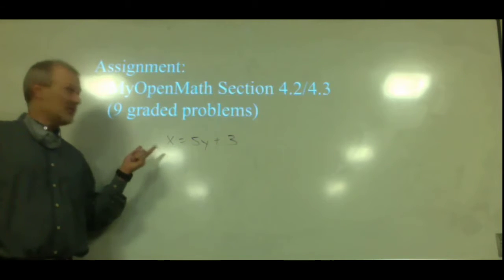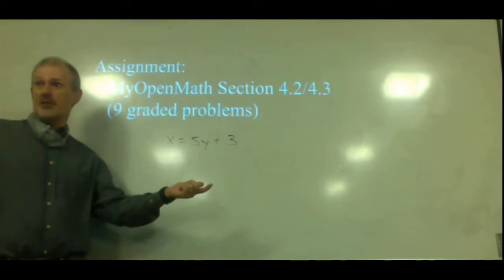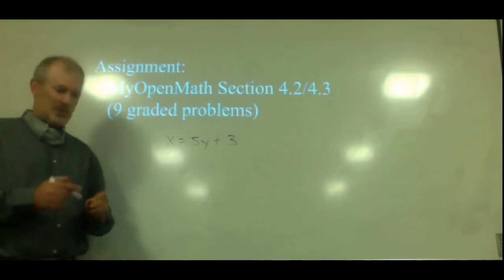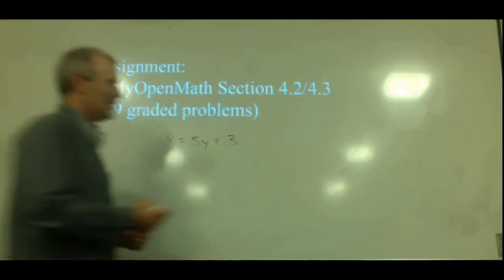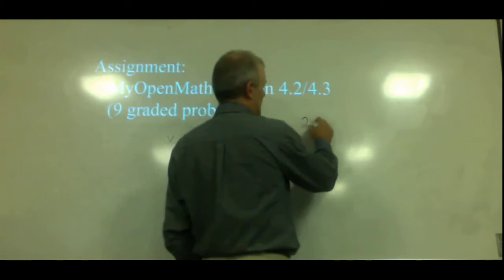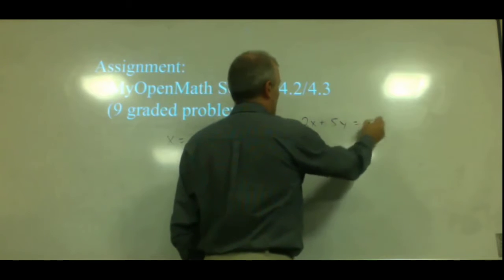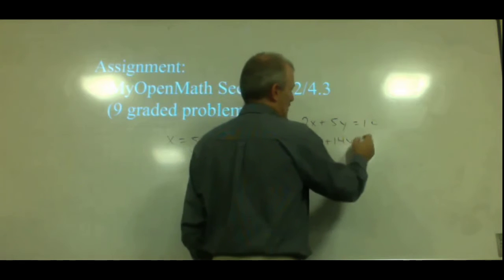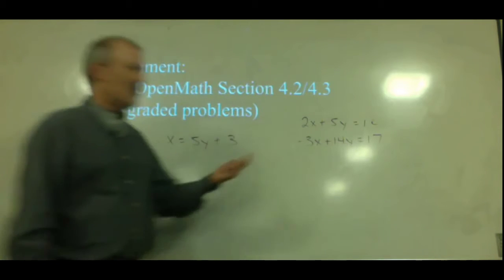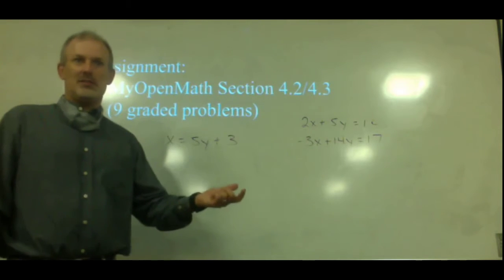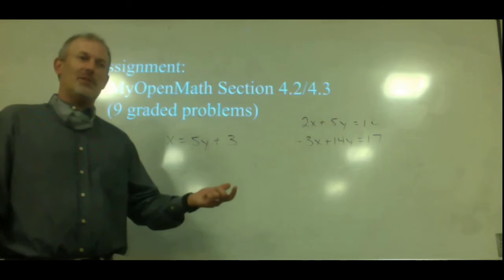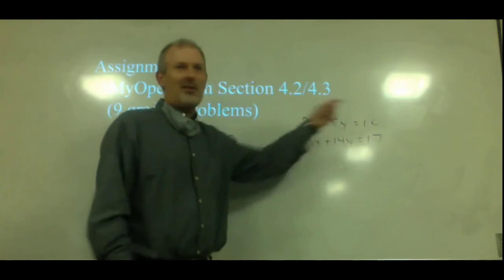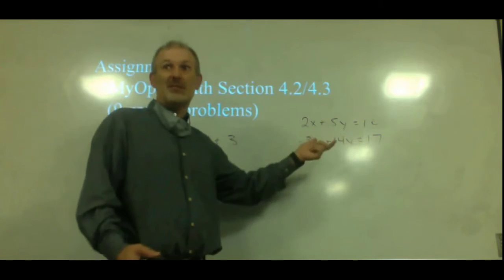I know that x equals 5y plus 3. I'll just substitute. Does that make sense? Because it's already ready to go. If I see that the equations look like this, 2x minus 5y equals 10, and -3x plus 14y equals 17, if I see those, I'm going to elimination. First of all, because I like elimination better, but secondly, because these numbers aren't going to come out nicely if I tried to substitute.